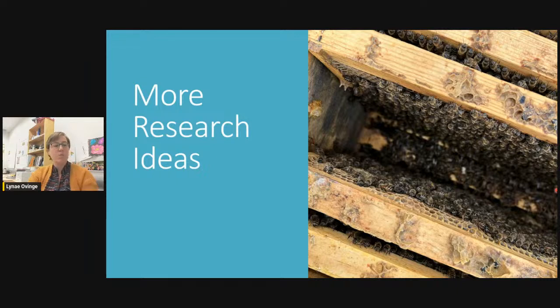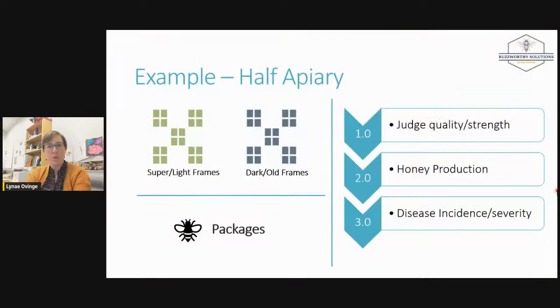So we're going to go into some more research ideas now, examples for if you're like, oh, this sounds good, I want to do some research. I know I've talked about lots of different ideas already, but here are some other ones. These are some designs we're looking at. Let's say we're using half-apiaries. Let's have one half of the apiary have those nice light frames that have come down out of supers if you're running deeps, and then compare that with this dark old comb that your grandpa had. And then you can hive packages into that. It's a really great one for packages, because you're already having to make a choice about which comb to hive those on.